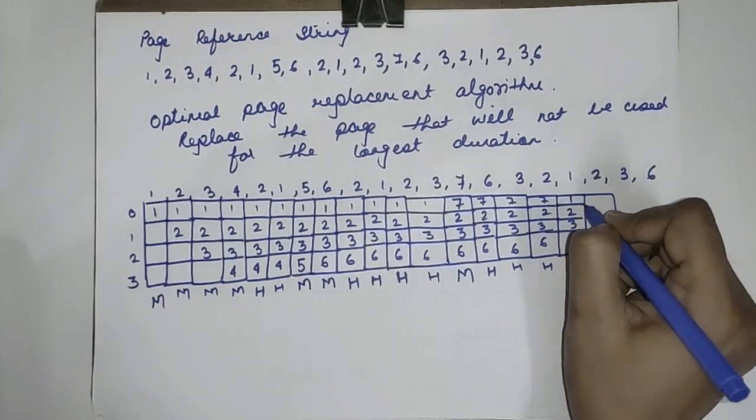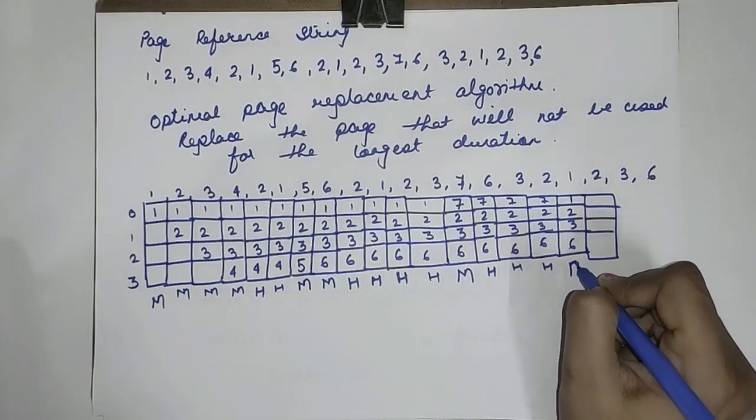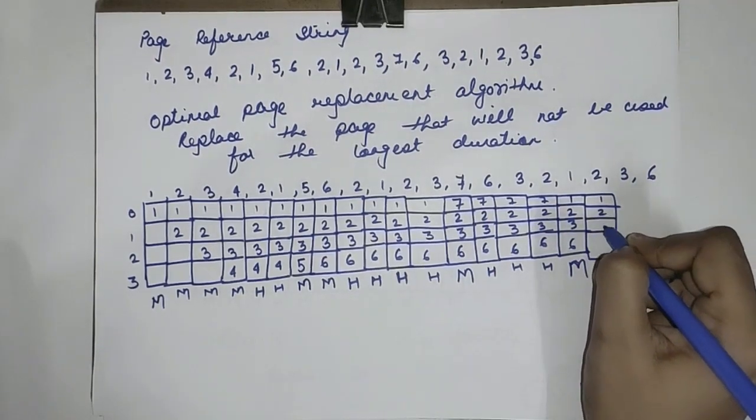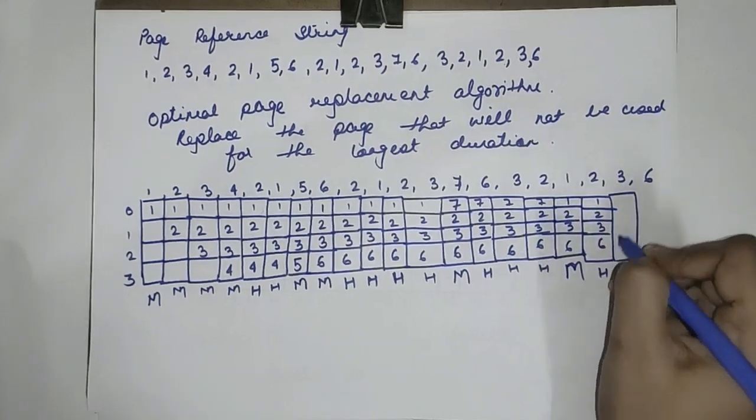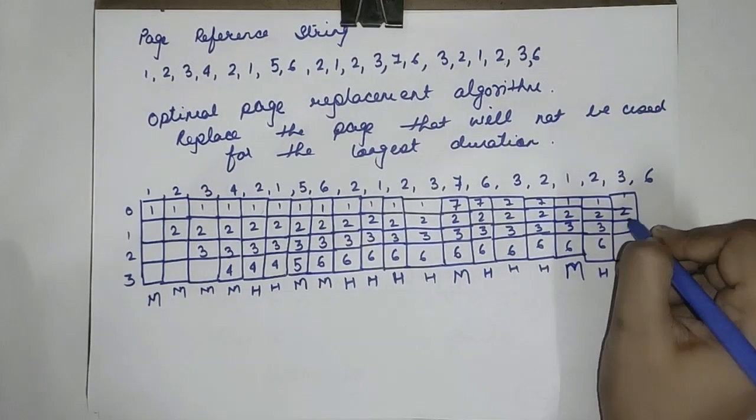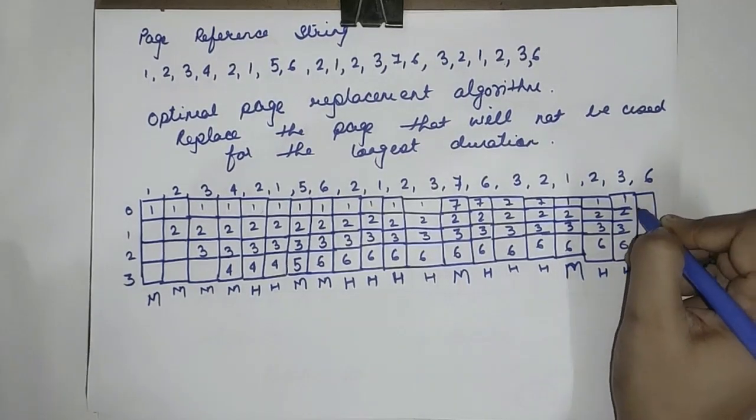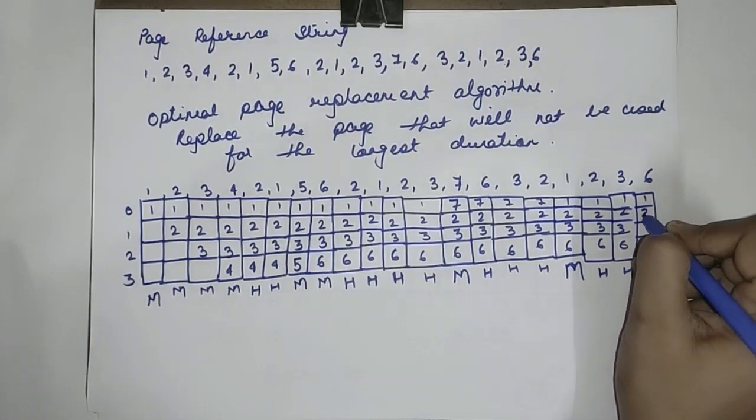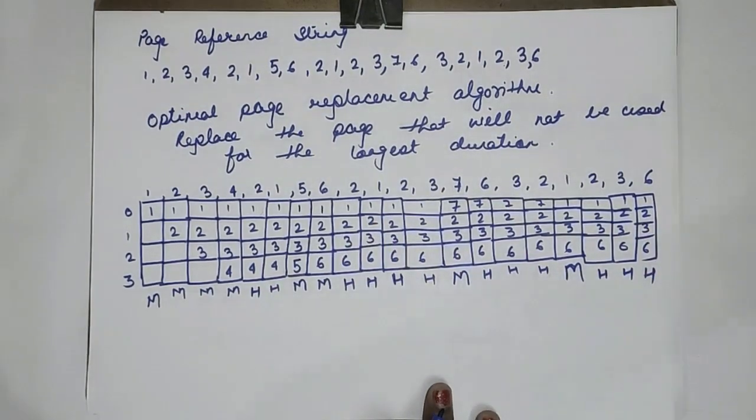Similarly, there is a page miss, and now no more misses. 1, 2, 3, 6, there is a hit. Again for 3 there is a hit, 1, 2, 3 and 6. And then for 6 as well you have a hit, 1, 2, 3 and 6. So this is your final configuration.